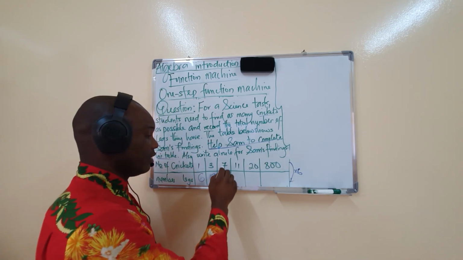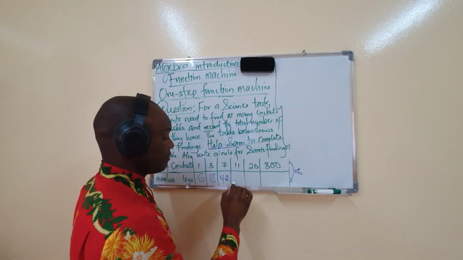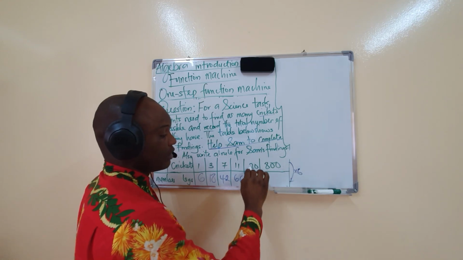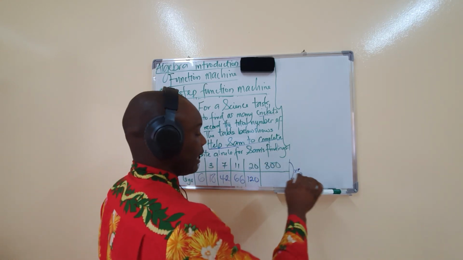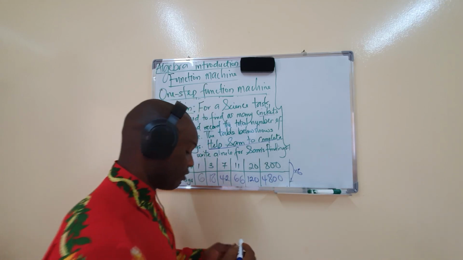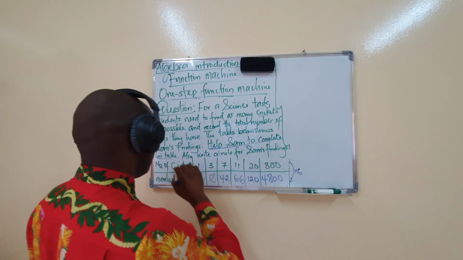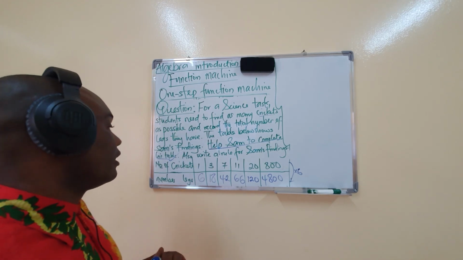So to do that, 7 multiplied by 6 gives me the number 42. 11 times 6 is 66. 20 times 6, I can just go with 2 times 6, that gives me 12, and I add a 0. 8 times 6 will give me 48, and I bring down the double zeros. It gives me 4,800 legs. I have ended up solving the first requirement that says help Sam to complete his table.